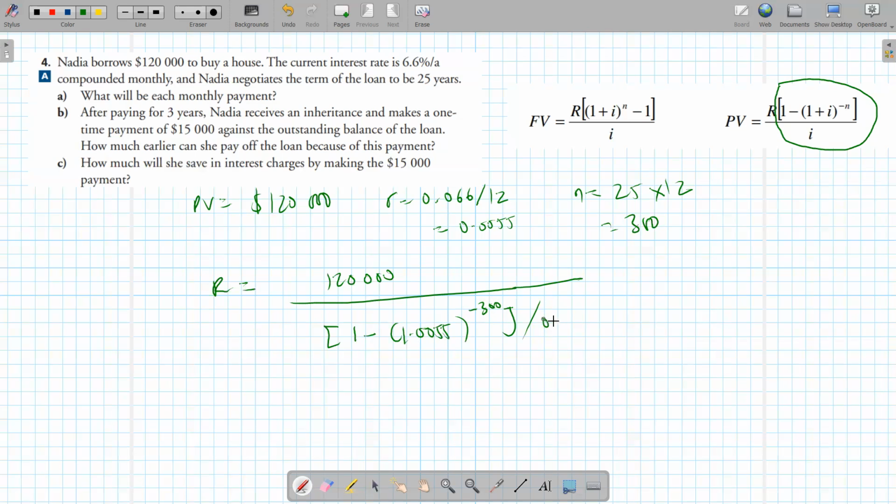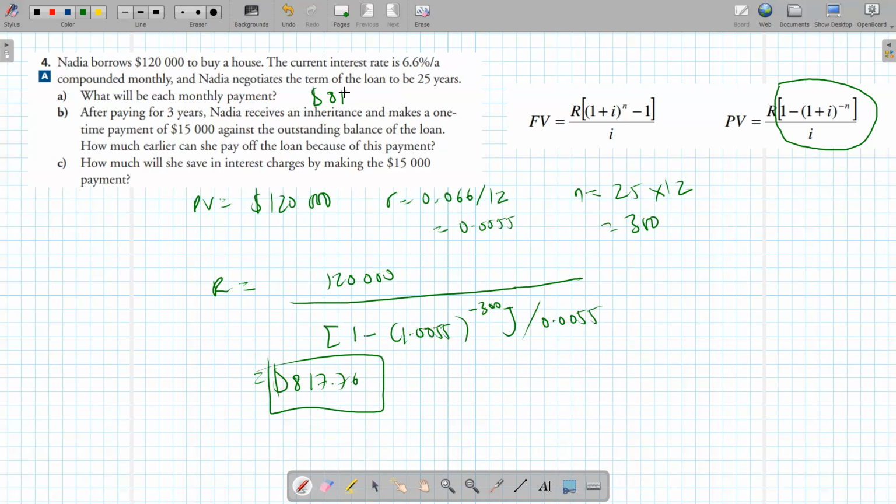Using a traditional calculator. The TVM calculator is gonna be even better, but you can absolutely do this in one shot, okay? 1 minus 1.0055 to the power negative 300, divided by 0.0055. 120,000 divided by that. The answer is 817.76. So this is the monthly payment, okay?